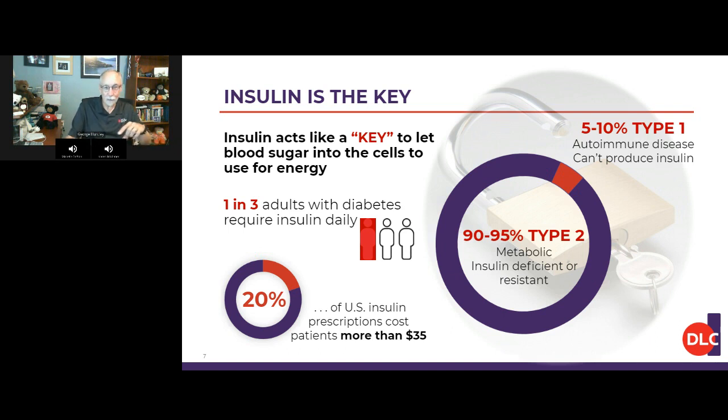In type 1 diabetes, which is an autoimmune disease, and it's the smaller percentage, your immune system attacks your pancreas and eliminates your ability to make insulin. So you have to take it via an injection or a pump. 90 to 95% of people with diabetes have type 2, which is a metabolic disorder where you are not using the insulin efficiently. So you may be deficient, you may not be making enough, or you may be resistant to the insulin you are making.